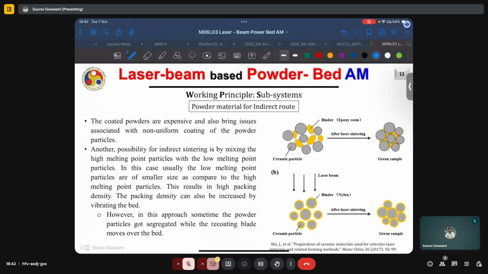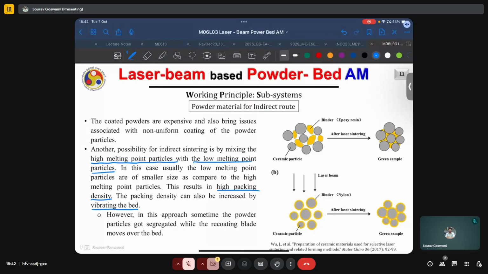Another possibility for indirect sintering is by physically mixing the high melting point particles with the low melting point particles. Usually, the low melting point particles are of smaller size, and this results in high packing densities. This packing density can also be improved by something like vibration of the bed. However, in this approach, sometimes the powder particles get segregated while the recoating plate moves over the bed.